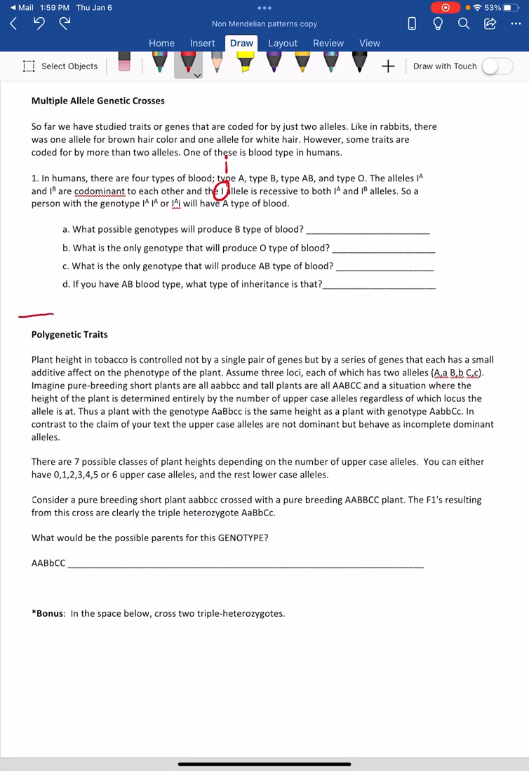Now, on these last two, they are a bit more complicated. So I'm going to make those both bonus. This bottom one says bonus, but this top one is going to be a bonus too. So if you want to try those, knock yourself out. If not, we will go over them when we're back together next week. You all have a great day.